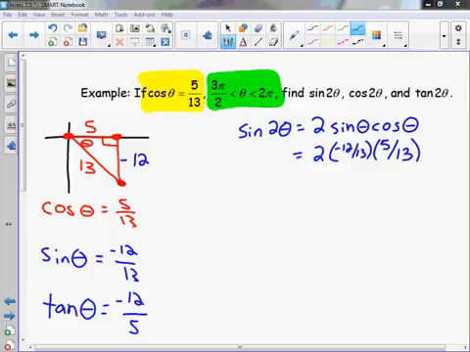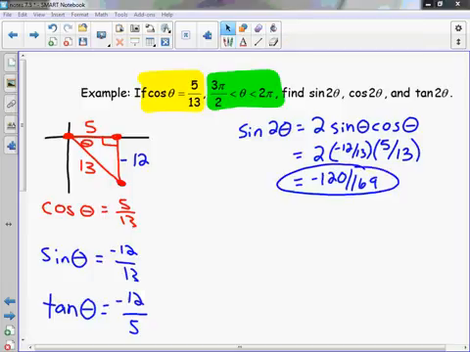Notice that when we plug those values in, the sine and the cosines drop out. We know what the sine of the angle is. We know what the cosine of the angle is. So life is good. We just plug that stuff in. And then you can type that into your calculator and get your answer. I want the answers for these as fractions. So that's going to give you negative 120 over 169.